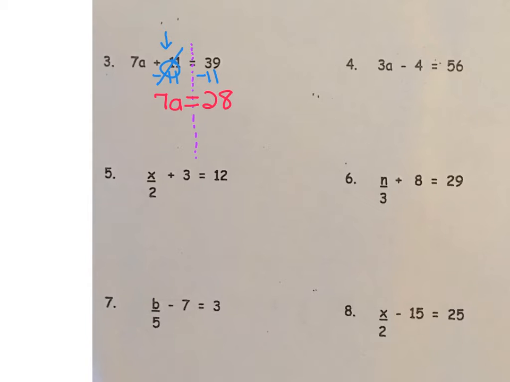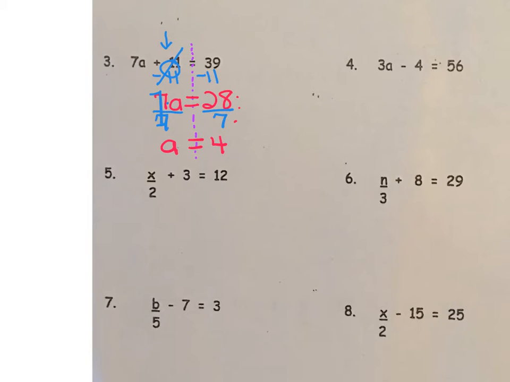Now we have to eliminate our 7. Do the opposite or the inverse operation and divide both sides by 7. A equals 28 divided by 7 is simply 4.